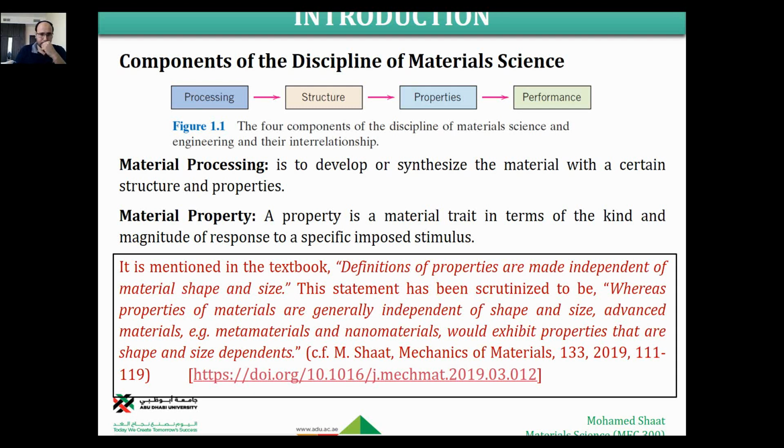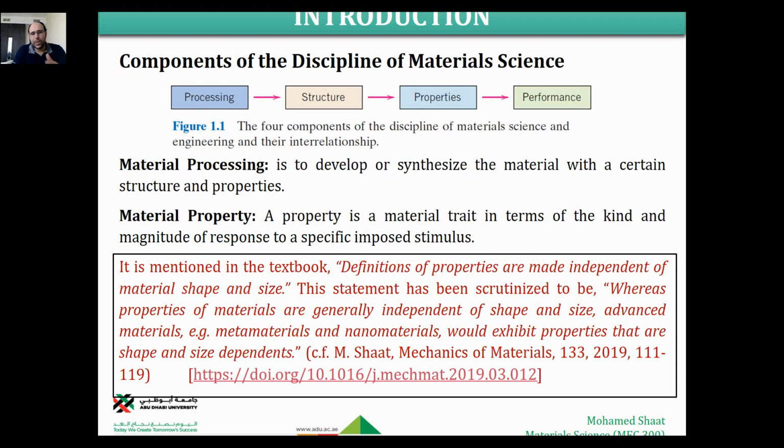Make sense? There is a statement that has been mentioned in the textbook, which is correct in many cases, but now with the new technology that we are developing, this statement requires some revision to be more accurate, right?